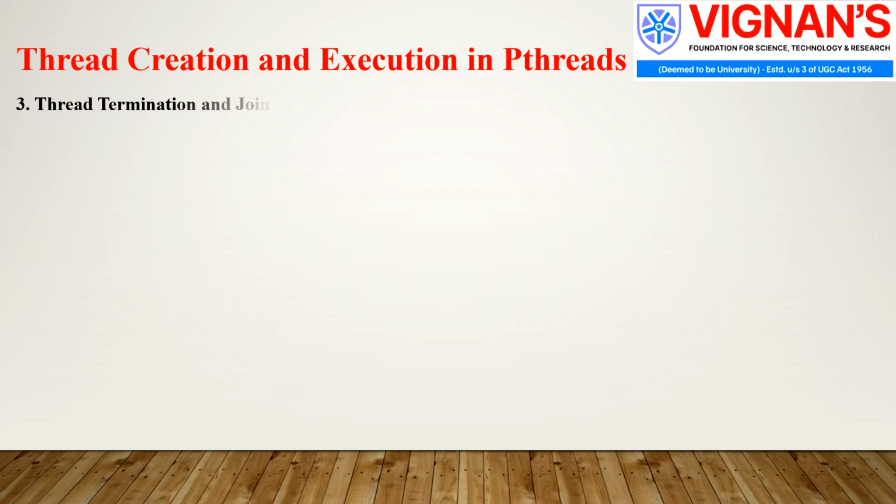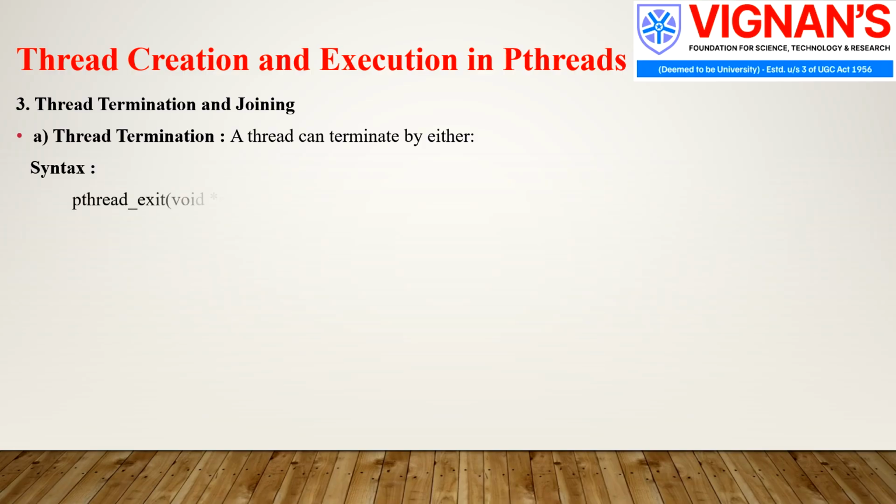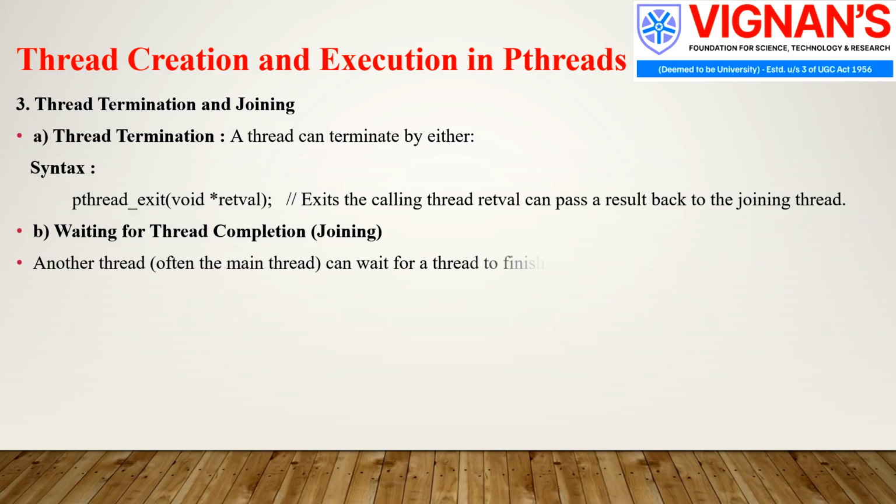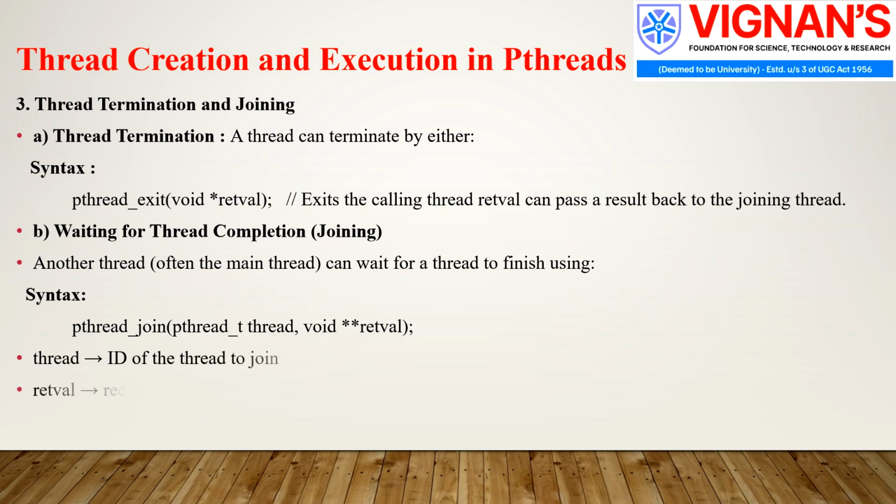Thread termination and joining in Pthreads. A. Thread termination. A thread can terminate by calling pthread_exit. retval can be used to pass a result back to the joining thread. B. Waiting for thread completion, joining. Another thread, often the main thread, can wait for a thread to finish using pthread_join with the thread ID of the thread to join. retval receives the value returned by pthread_exit. This mechanism ensures synchronized completion of threads and allows data to be passed back safely.